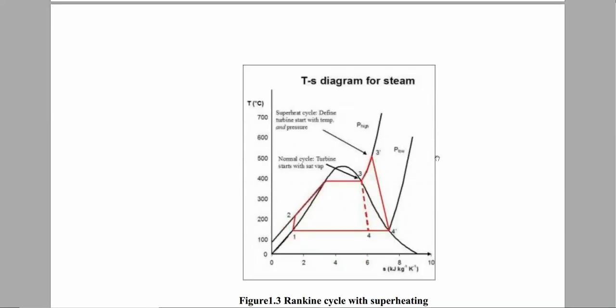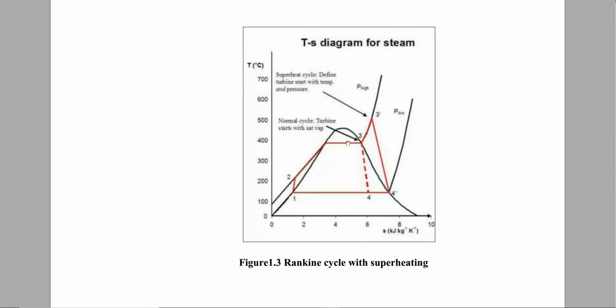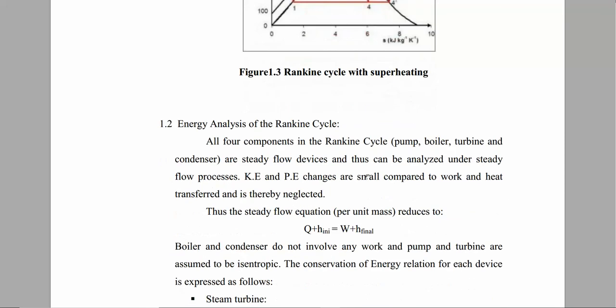This is the temperature-entropy diagram for the steam, by which you can see that normally the superheated steam goes up to the gaseous phase, and then it will be used for the work output, and then it will convert into the liquid phase again. This is the phase of superheating with the Rankine cycle.